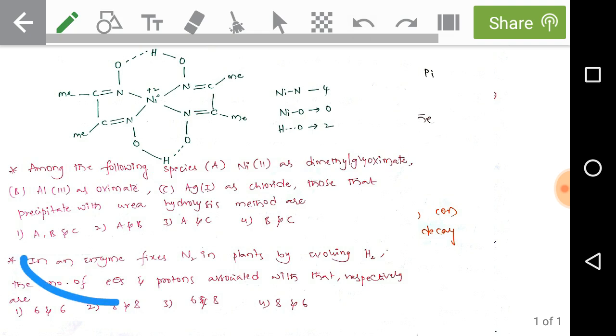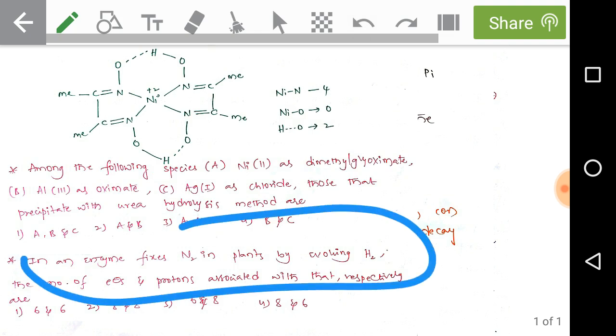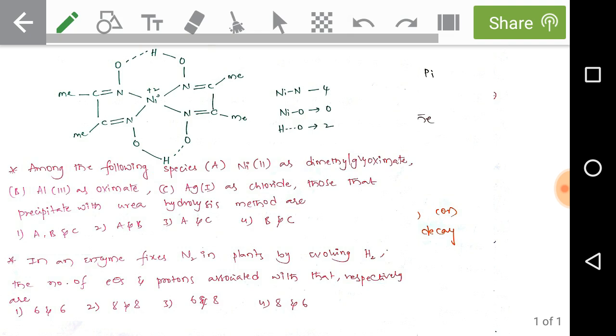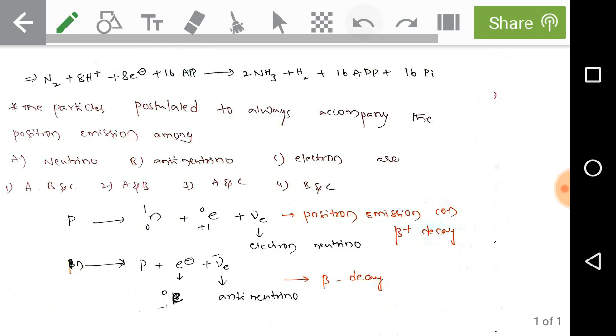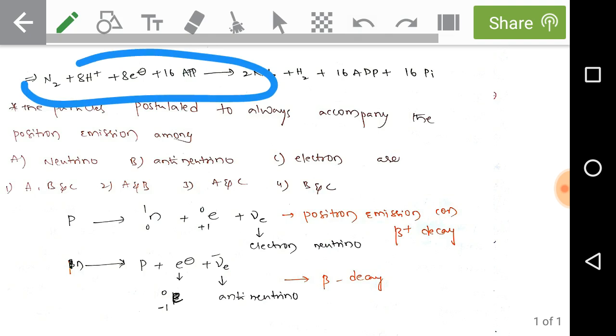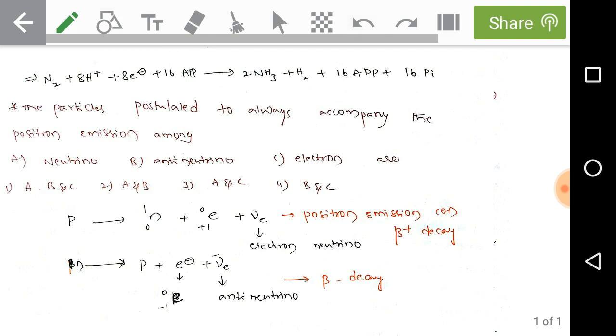Next one, an enzyme fixes N2 in plants by evolving hydrogen; the number of electrons and protons associated with that respectively are, okay. So just look at the reaction, N2 reacting with 8 protons and 8 electrons and 16 ATP. By using 16 ATP, 8 electrons are involved in this nitrogen fixation reaction to produce ammonia. So the answer is 8 plus 8, okay.